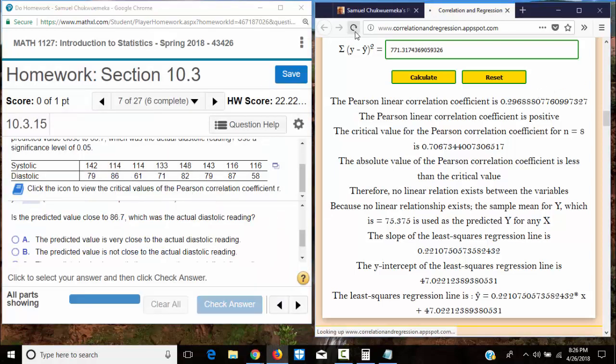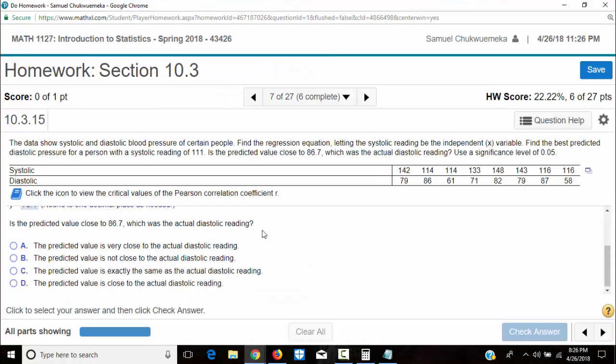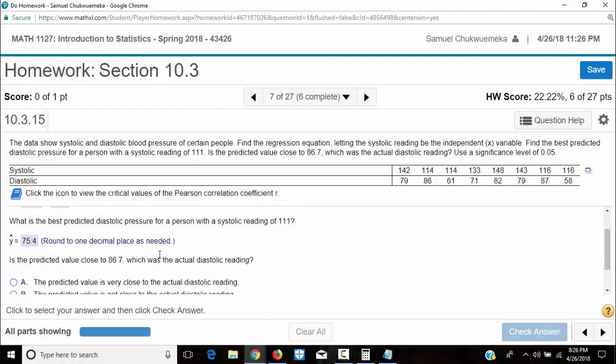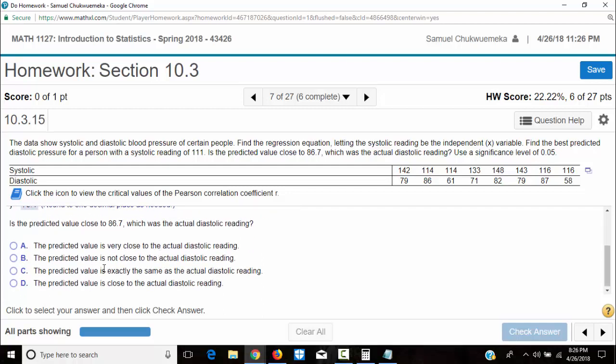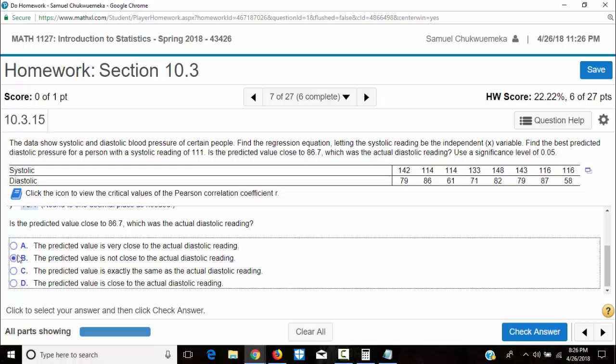Okay, we'll just refresh this. Is the predicted value close to 86.7, which was the actual diastolic reading? It's not close. It's not close to the actual diastolic reading. So we'll just put it's not.